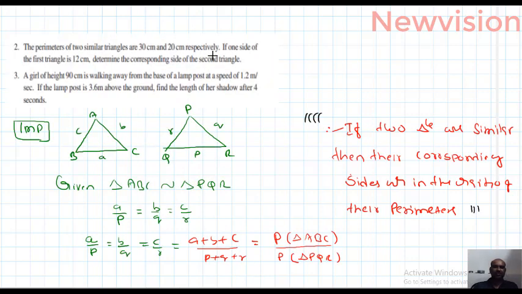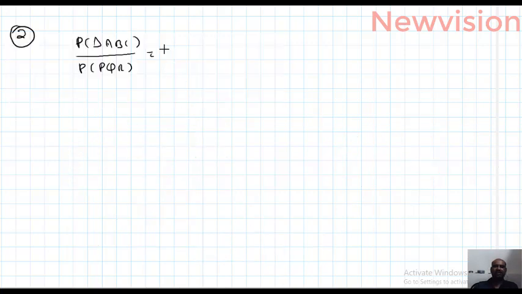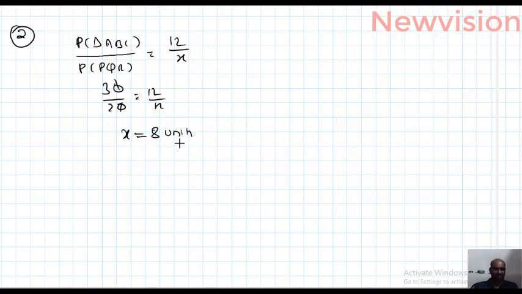So perimeter of triangle ABC by perimeter of triangle PQR equal to, yeah, I want to read the question. Okay, 30, 20, 12. Directly I want to write now: 12 by the corresponding side, say x. So this is 30 by 20 equal to 12 by x. Actually you need to write steps now. So 2 gets cancelled, 0 gets cancelled, 3 times x equal to 8 units. The meaning of that: the side corresponding to 12 units is 8 units. So that should be written.